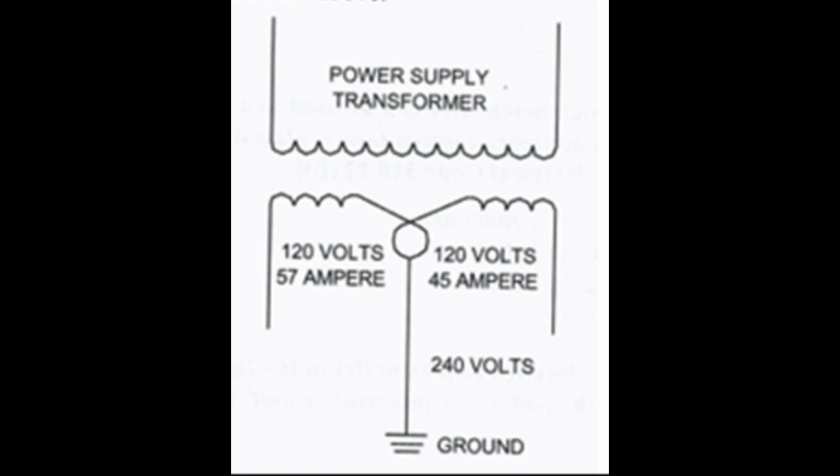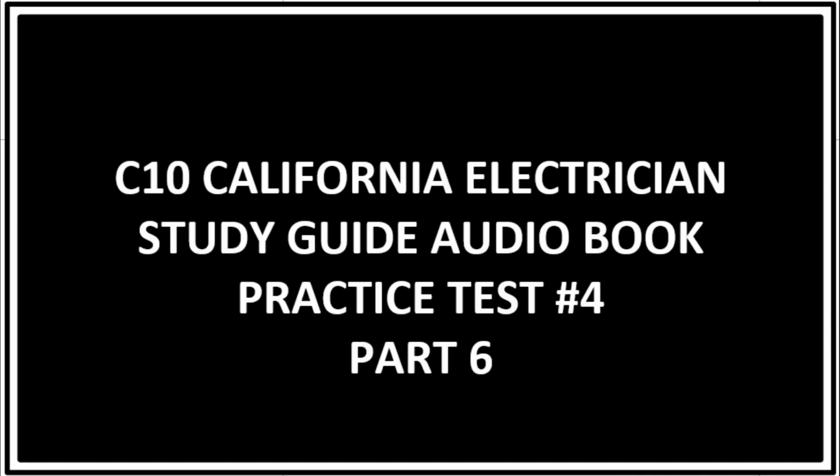240-volt single-phase feeder feeds branch circuit panel with unbalanced load of 57 amperes on one ungrounded conductor, 45 amperes on the other. Load on the grounded conductor is 12 amperes. Unbalanced load of 57 amp on one, and 45 amp on the other. Ground has 12 amps.